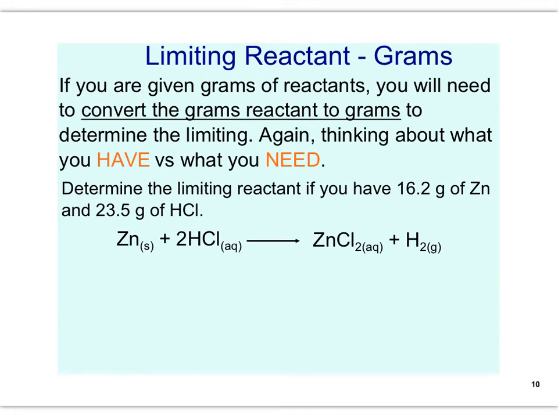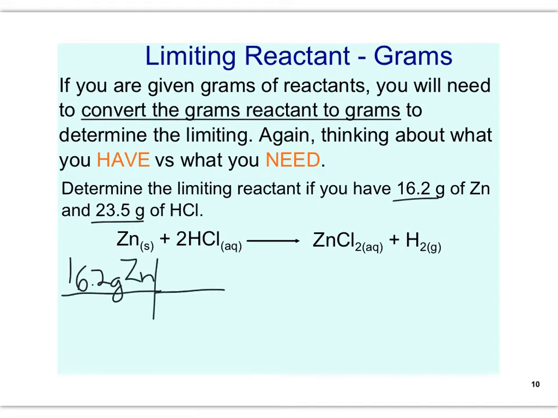Looking at this question now, you'll notice that this is done a little bit more in a real world sense because again, we can't measure moles. So that's why we use mass instead, because we can actually measure that. So here's a different question. Now determine the limiting reactant if you have 16.2 grams of zinc and 23.5 grams of hydrochloric acid. Again, you can start with either one. I'm just going to start with 16.2 grams of zinc.